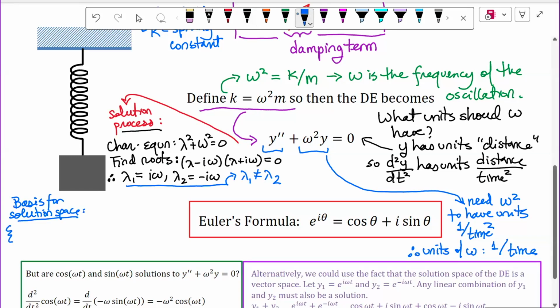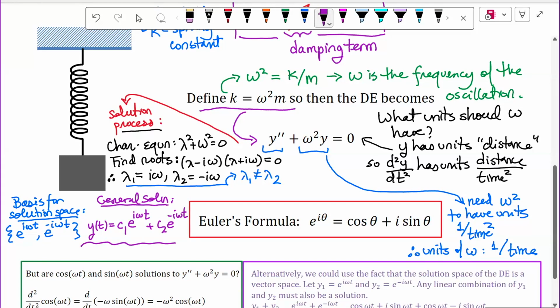It will be the two linearly independent functions, e to the i omega t and e to the minus i omega t. The general solution, therefore, has the following form. It is a linear combination of the two basis functions. All right, why do we have Euler's formula written here?